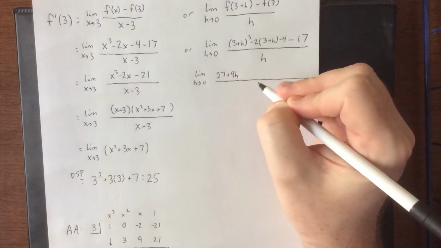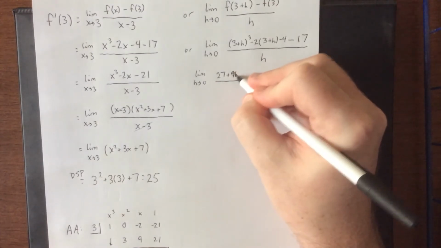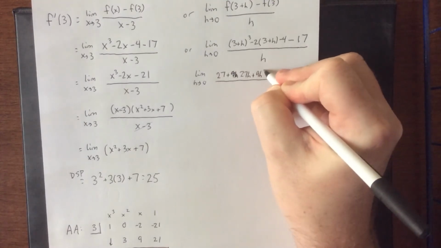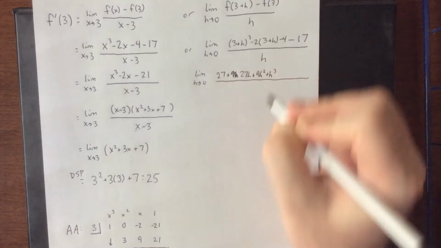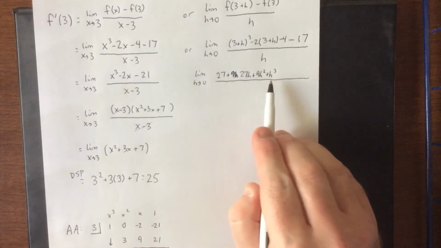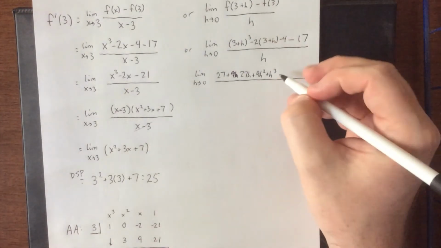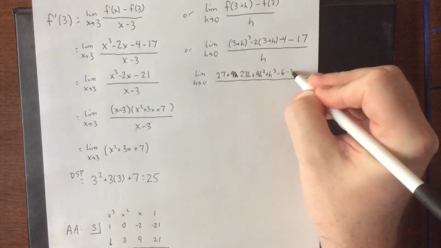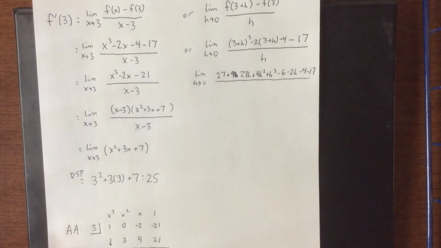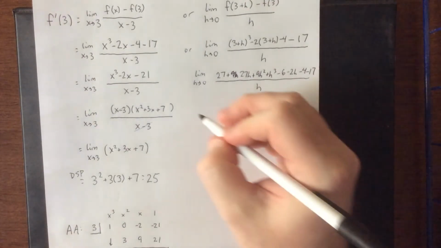9h. Wait, is that right? No, it's not. Maybe I shouldn't have skipped this step. Maybe I should brush up on this myself. There we go. 27 plus 27h plus 9h squared plus h cubed. Then we distribute the minus 2. We'll get minus 6 minus 2h minus 4 minus 17. All of this is still over h.